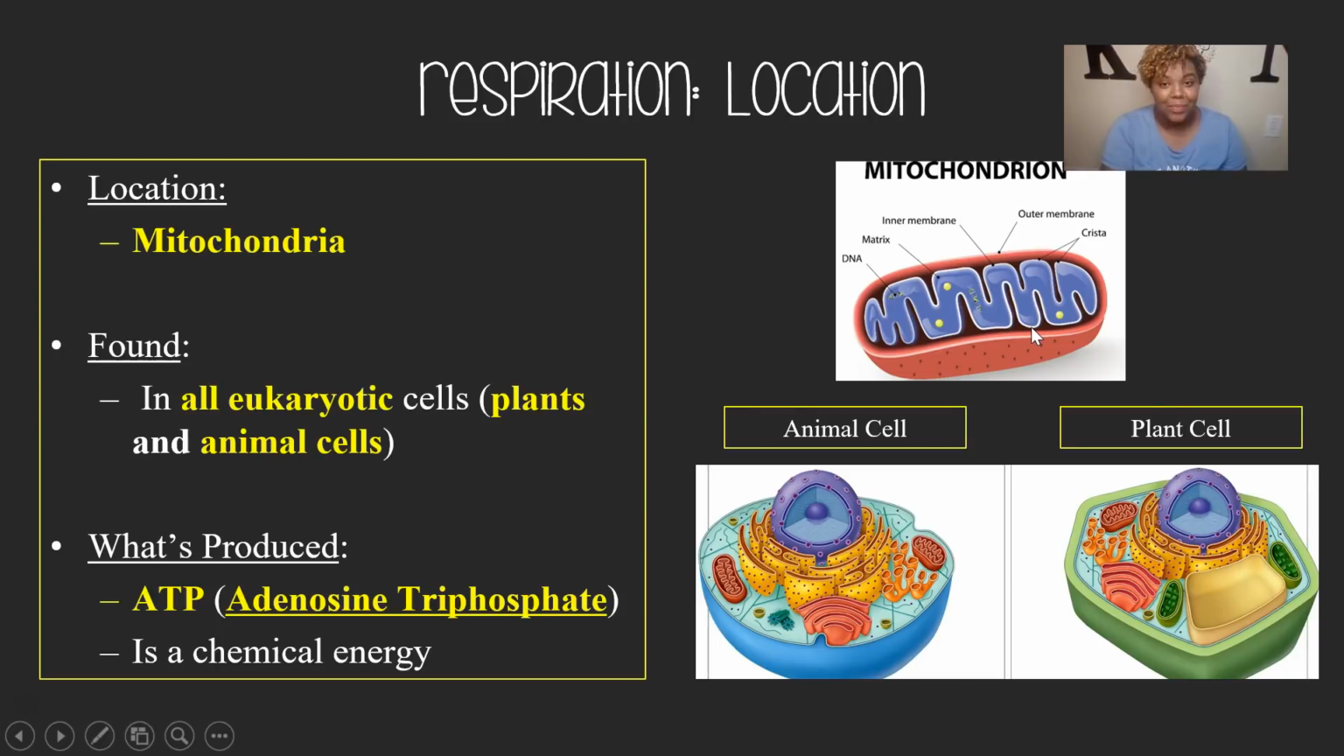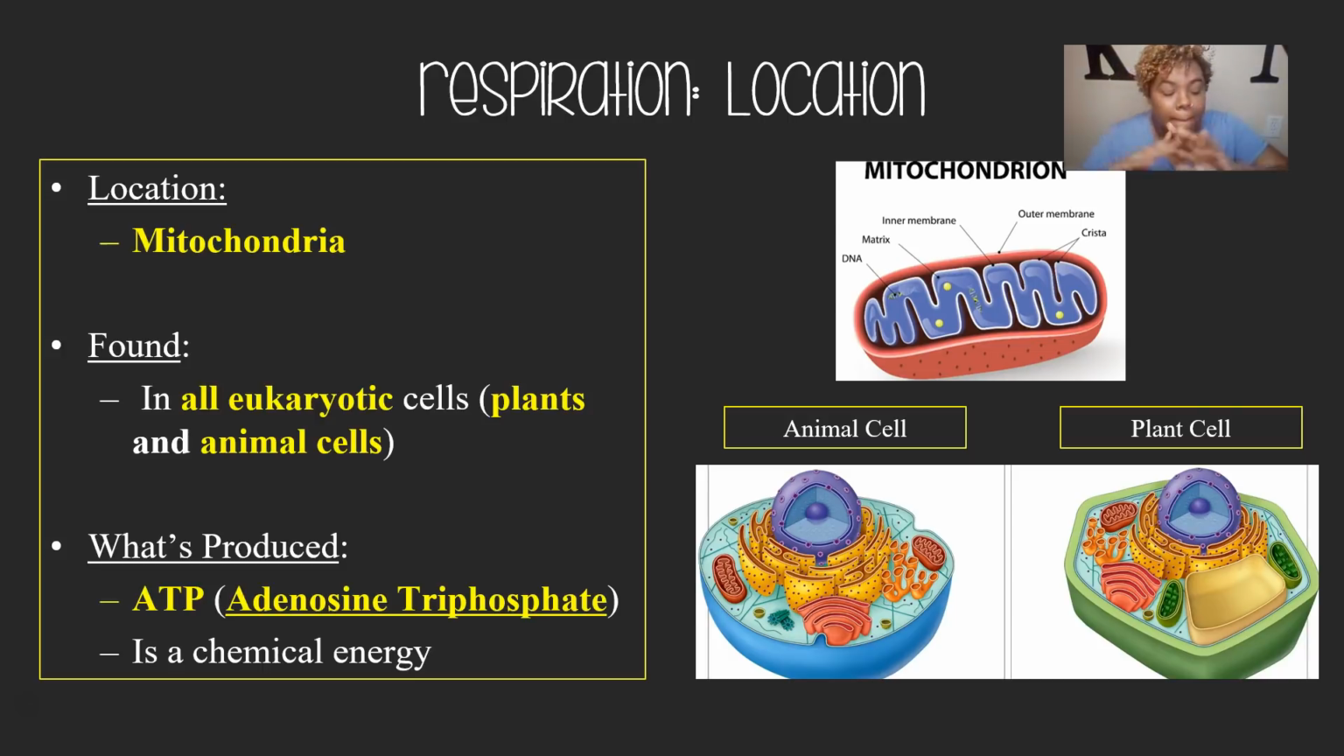All right, let's go ahead and move on. So where does respiration happen? Respiration happens in the mitochondria. It looks like this right here. You should have this diagram on your little half sheet. There's a mitochondria. You have your matrix, your membrane, and all that stuff. This mitochondria is found in all eukaryotic cells, meaning plant and animal cells.